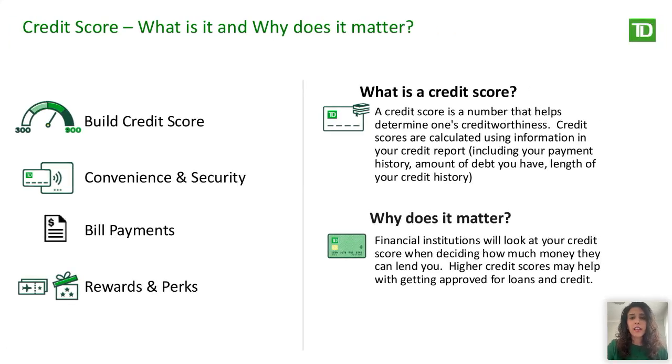Now, I did mention the reputation part around your credit score, right? What is it, and why is your credit score important and why does it matter? So let's talk about what a credit score is. A credit score is a number that helps to determine one's creditworthiness. Credit scores are calculated using information in your credit report, including your payment history, amount of debt you have, and length of your credit history. Now, why does it matter? All the financial institutions in Canada will look at your credit history when they decide how much money they can lend you. Higher credit scores can help you get approved for loans and credit.